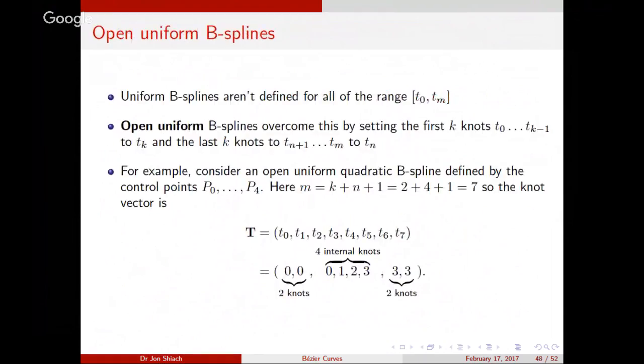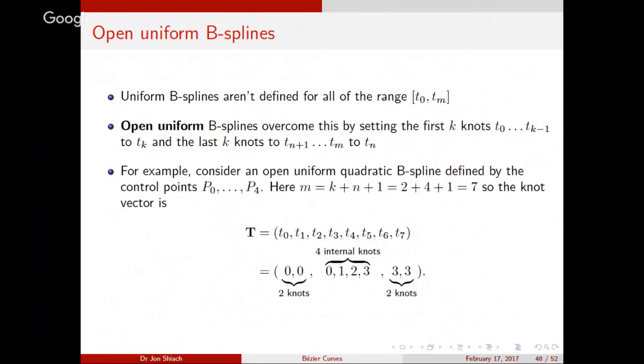This is where what we call open uniform B-splines come in, and these are the most common. When people talk about B-splines, they mean open uniform B-splines. This gets over the fact that uniform B-splines are undefined outside of the range. All we do is set the first k knots, T0 to Tk minus 1, to be equal to Tk. Let's say I have a knot vector with 8 knots in it.